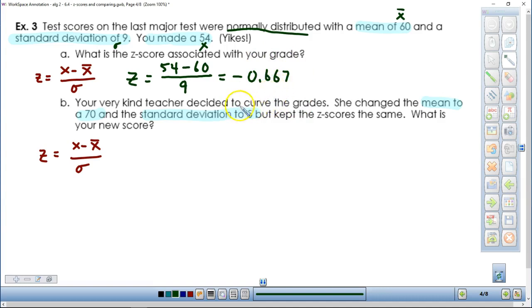Your very kind teacher decides to curve the grades. She is sad that so many students did poorly, so she wants to change the mean to 70. She's going to give that mean, that average, a 10-point curve. And she's going to make the standard deviation a little less too. So 9 was kind of too spread out. She's going to change it to 5, but she's going to keep the z-score the same.